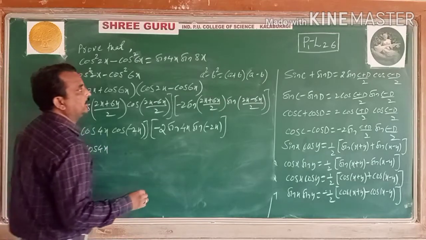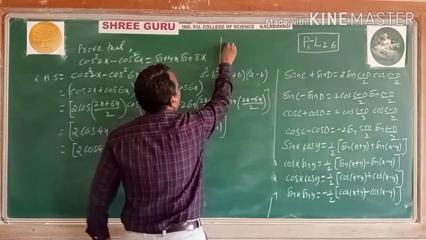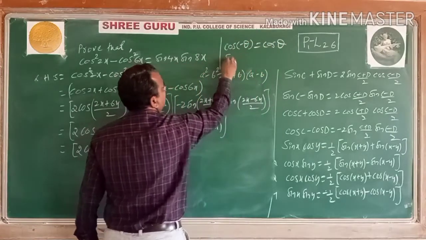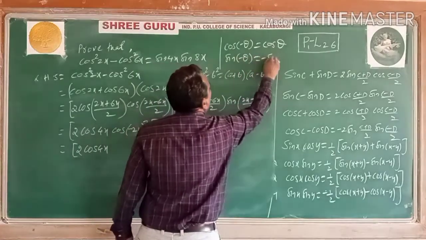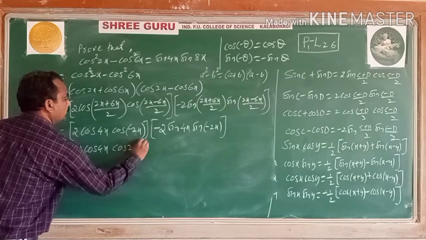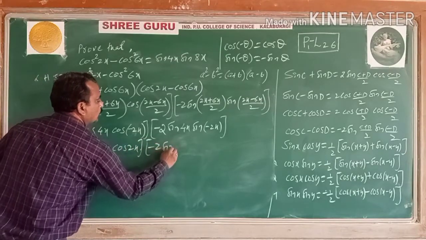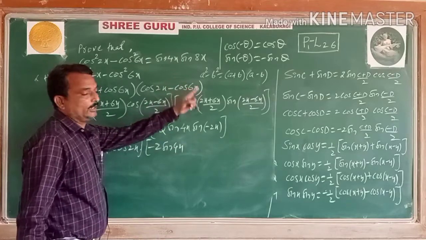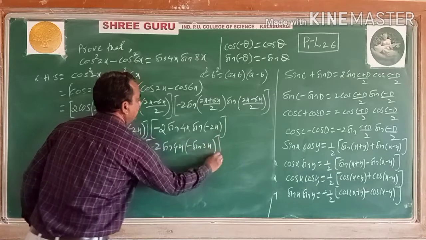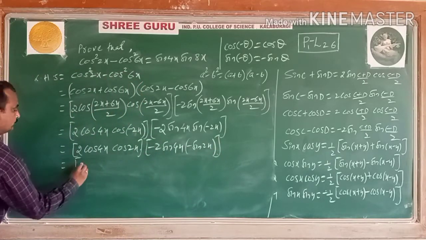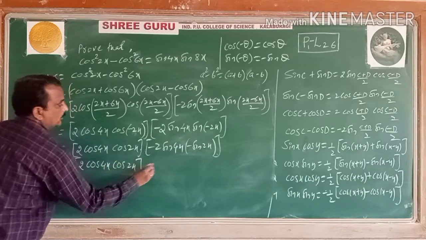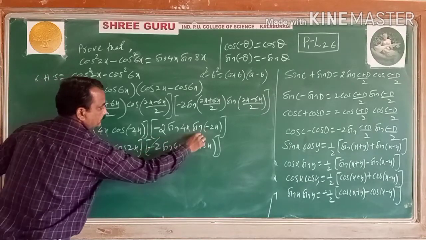What is cos of minus theta? You know very well, students. Cos of minus theta is cos theta. What is sin of minus theta? Minus sin theta. So this is cos plus cos 2x, this becomes positive, minus 2 sin 4x. What is sin of minus 2x? Minus sin 2x. Minus of sin 2x. So this is equal to 2 times cos 4x cos 2x. This minus of minus becomes plus.